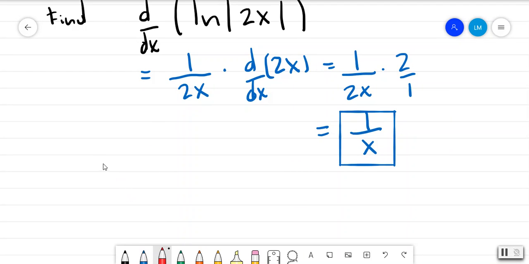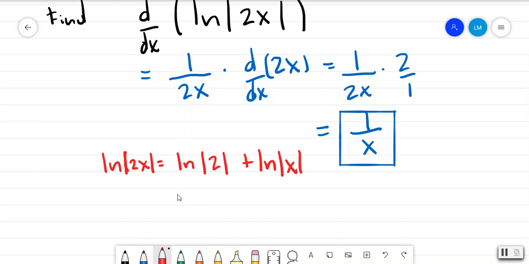You could have rewritten natural log of the absolute value of 2x as natural log of the absolute value of 2 plus natural log of the absolute value of x. When you take the derivative of this, you would have seen that the first term would have been a 0, and that would have just been 1 over x, which is more or less the exact same thing, because the derivative of a constant is just 0, and then you're just using the derivative of natural log of x, so it's just 1 over x.